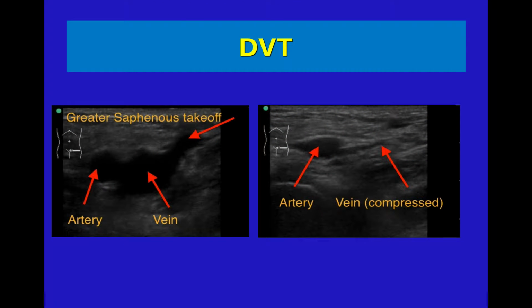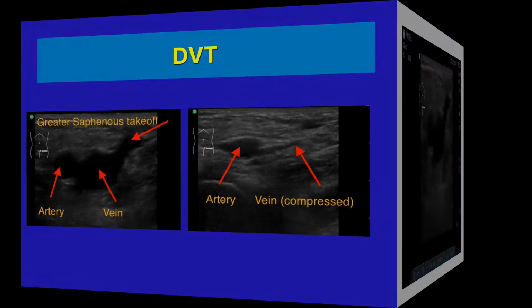So here's just a picture of what I mean. The first point you're going to see is the greater saphenous takeoff. And where you see this is right below the inguinal ligament. You see the femoral artery, the common femoral vein, and the greater saphenous takeoff. The right is the picture with it compressed.